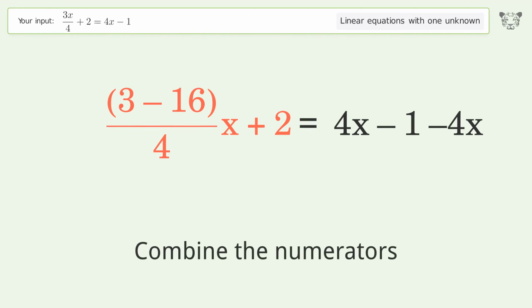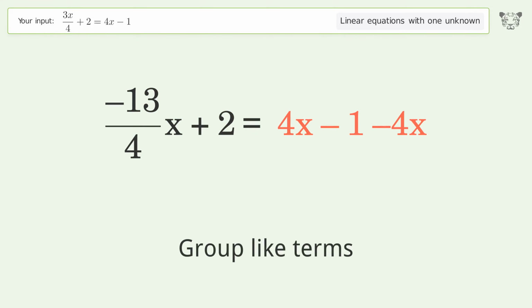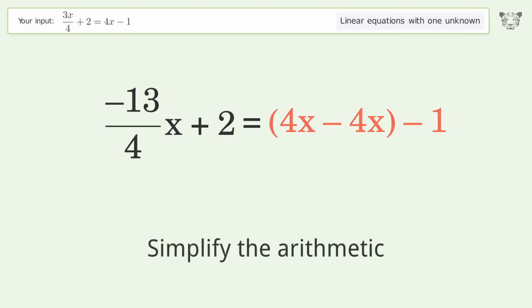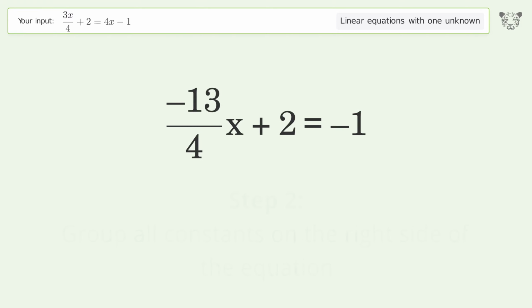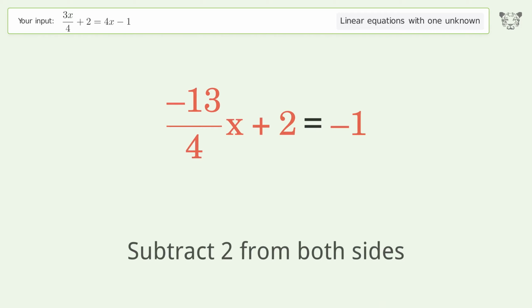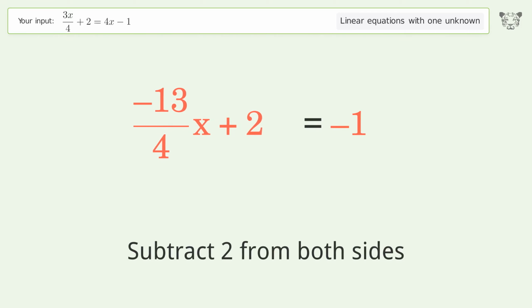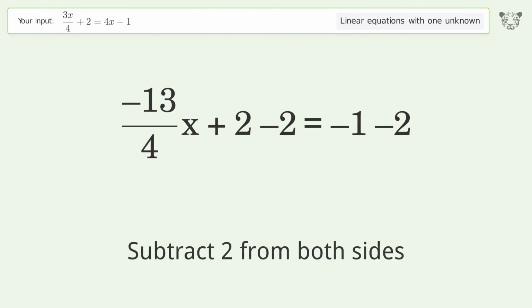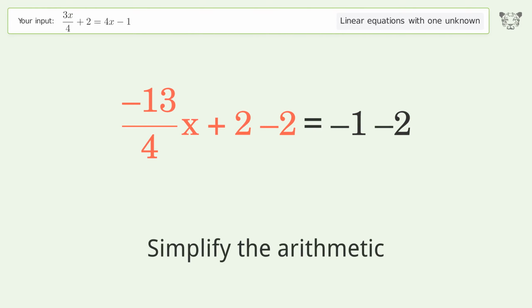Combine the numerators. Group like terms. Simplify the arithmetic. Group all constants on the right side of the equation. Subtract 2 from both sides. Simplify the arithmetic.